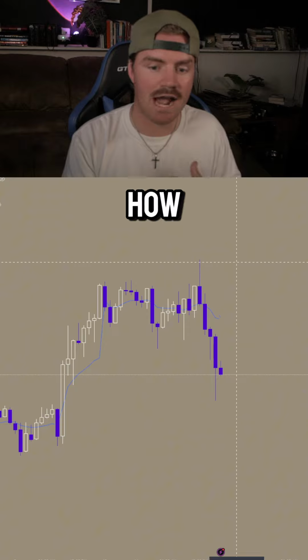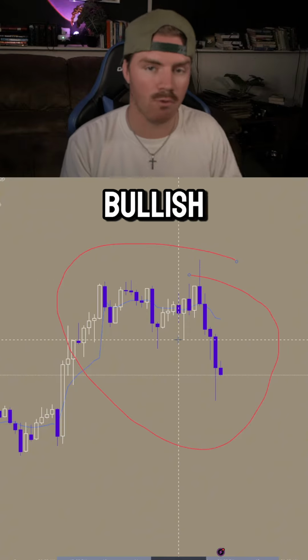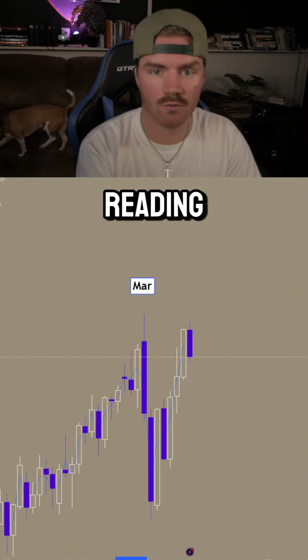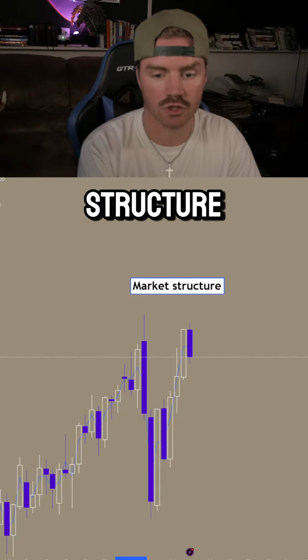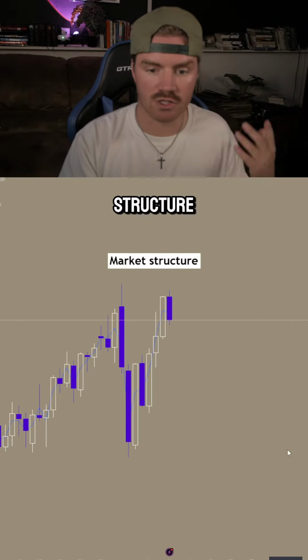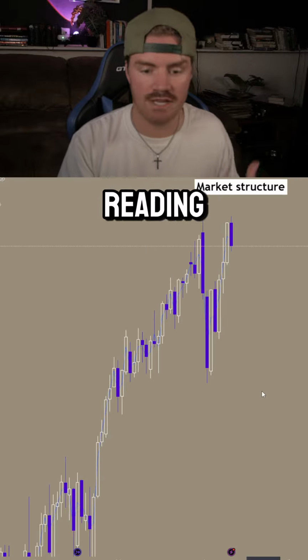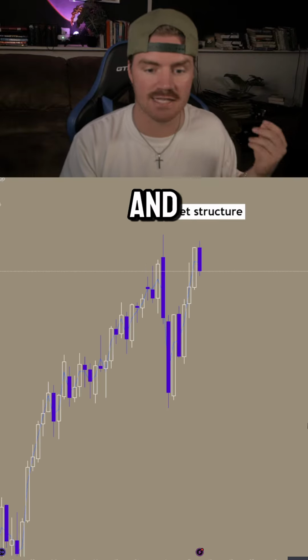So let's break down how I find whether the daily candle is going to be bullish or bearish. Step number 1, reading higher time frame market structure. You might be wondering, how do we read market structure? Well, we're basically just reading trends, and we're reading swing highs and swing lows.